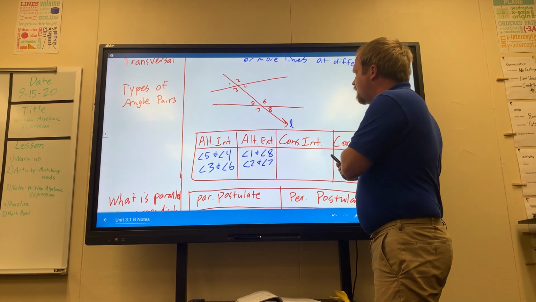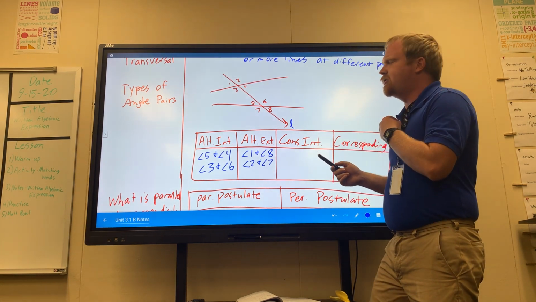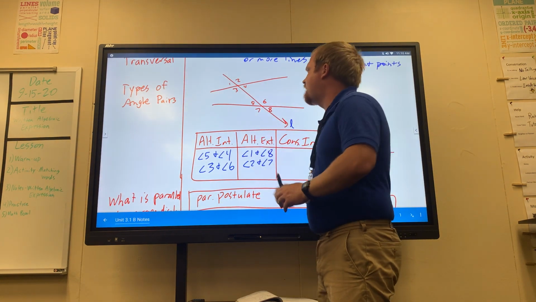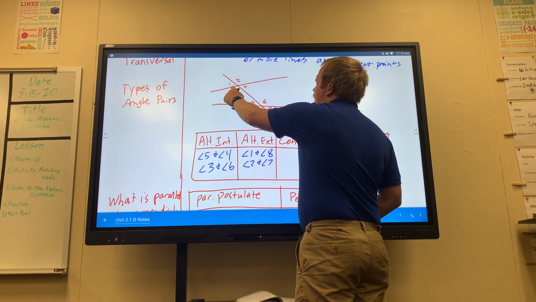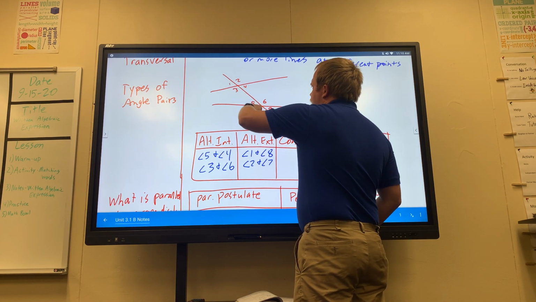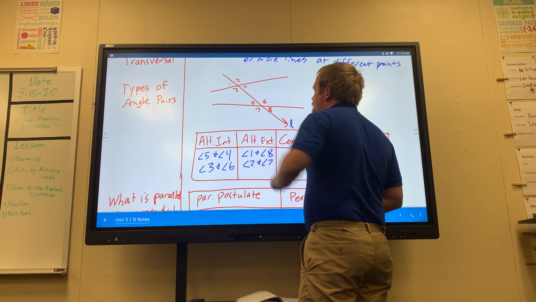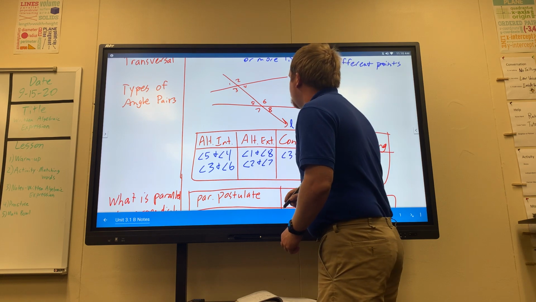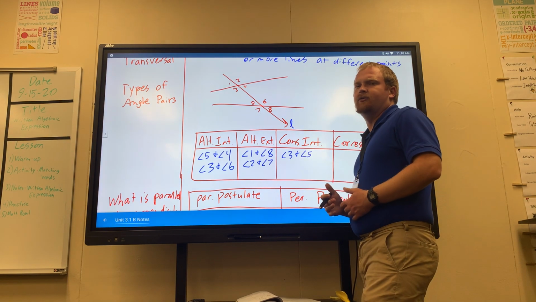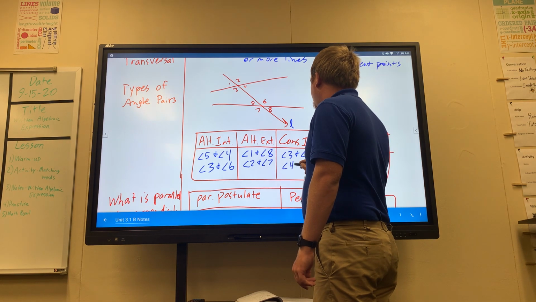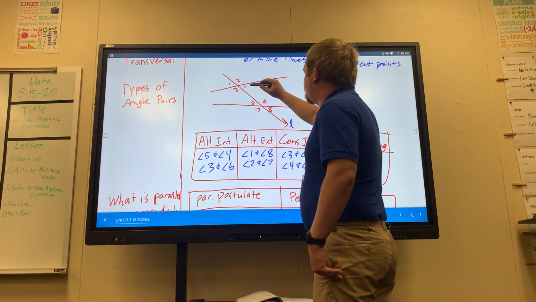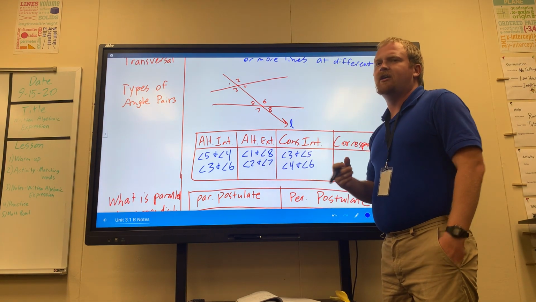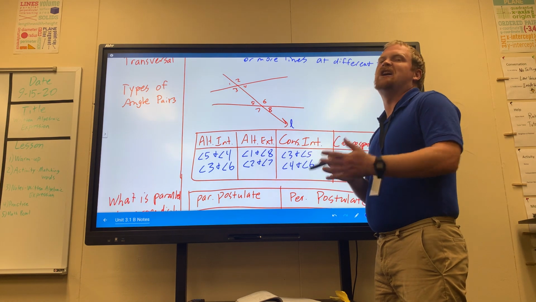Now, consecutive interior angles is pretty unique, because not only are we looking for angles inside, but we're looking for back-to-back. So for example, 3 and 5, while they're both inside, they're consecutive to each other. They're back-to-back from each other. So angle 3 and angle 5 are consecutive interior angles. Angle 4 and 6, they're consecutive as well. They're back-to-back. So just remember, with consecutive, they're back-to-back or pretty much right next to each other.